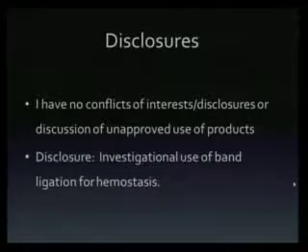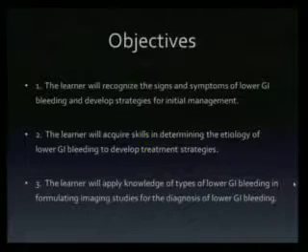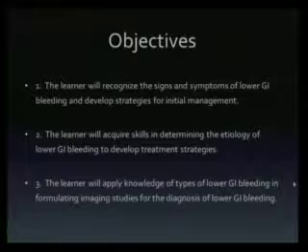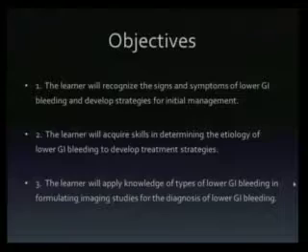Okay? So I have no conflicts of interest or disclosures, and I will not discuss any unapproved products today, but I will discuss the investigational use of band ligation for hemostasis, and this is more of a historical issue at this point. So the objectives today are the learner will recognize the signs and symptoms of lower GI bleeding and develop strategies for initial management. The learner will acquire skills and determine the etiology of lower GI bleeding to develop treatment strategies, and I'll begin to introduce you to the idea of formulating imaging studies for the diagnosis of lower GI bleeding.